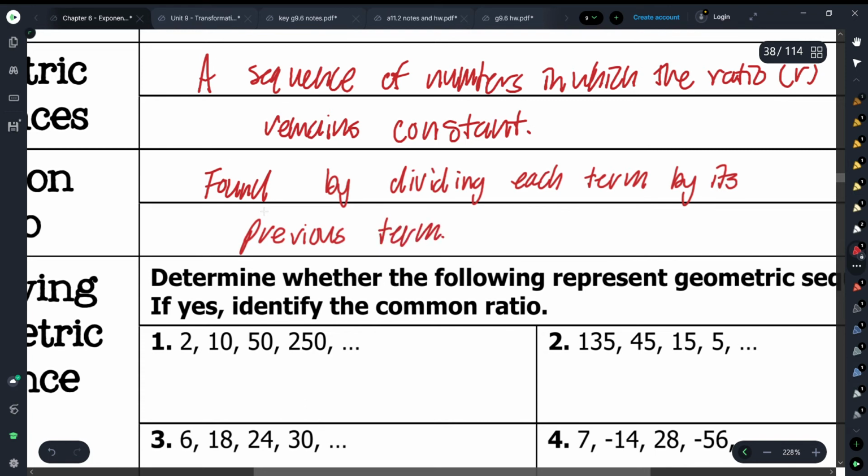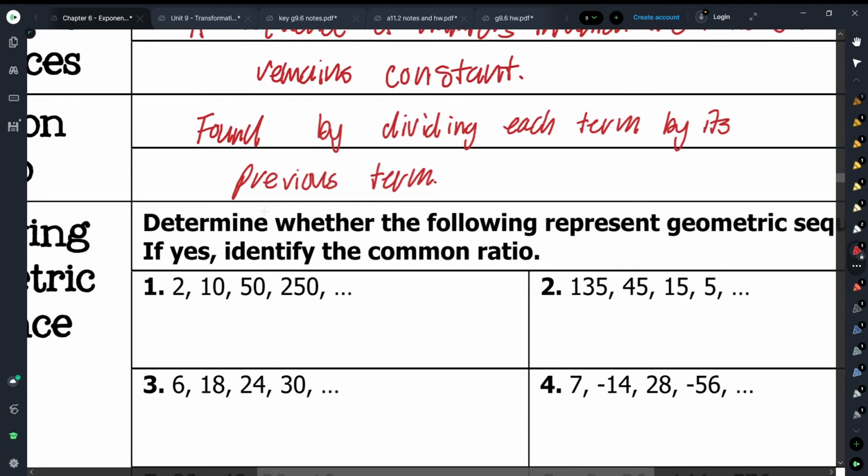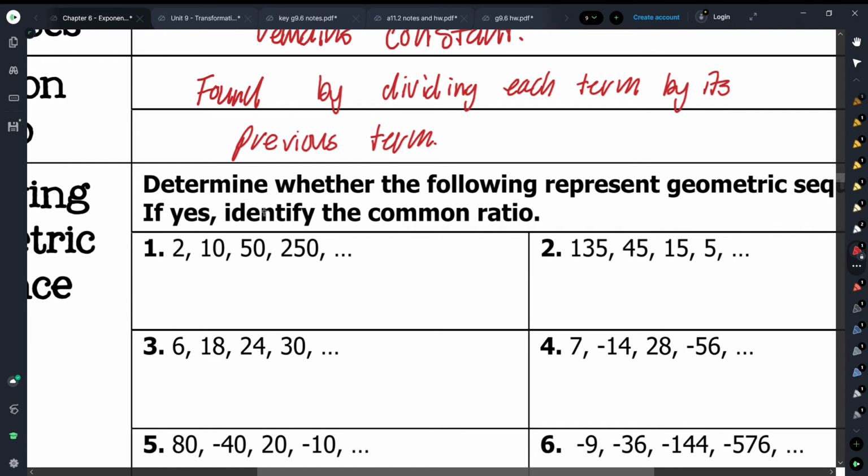So all these things are dealing with multiplying and dividing, okay? From one term, you're going to multiply by one thing to get the next term. That's essentially how these are gonna go. Your common ratio is just what you're multiplying each term by. So let's start with number one. Determine whether the following represent geometric sequences. If yes, identify the common ratio. If I'm multiplying by the same thing from one term to the next every single time, then it is a geometric sequence, and I can find the common ratio.